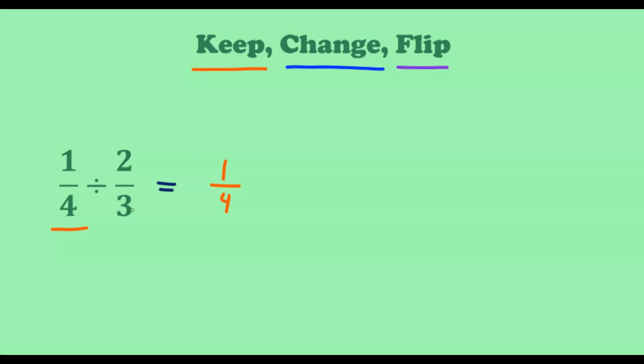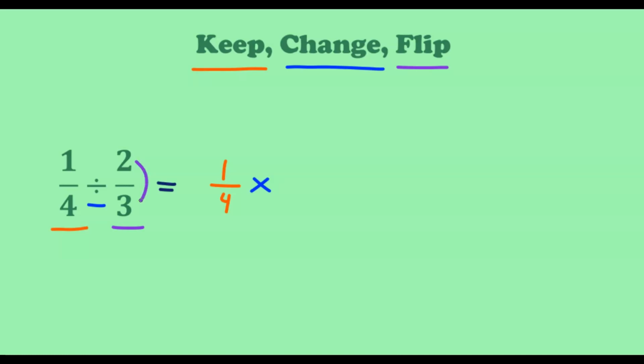The next step is to change the division sign into a multiplication sign. So we write a multiplication sign. And next we need to flip the second fraction. Now what do we mean when we say flip the fraction? We just need to interchange the numerator and the denominator. That is, we need to interchange the number on top and the number on the bottom.